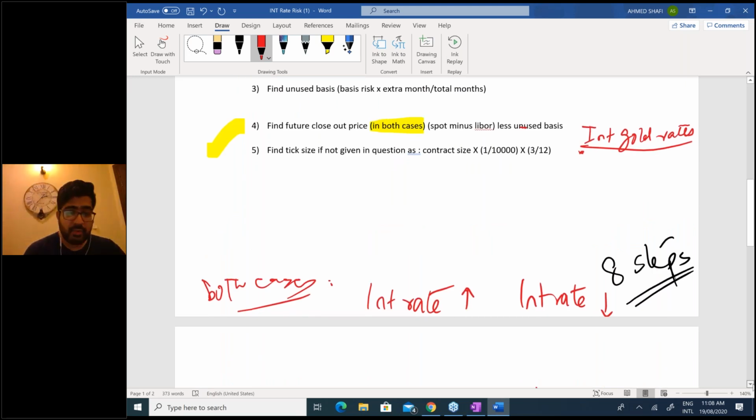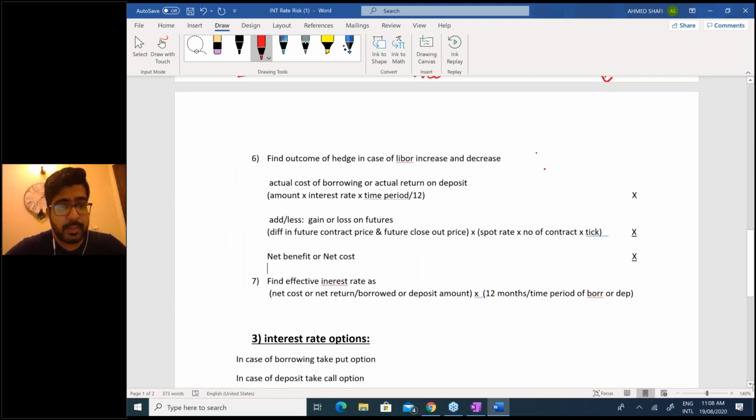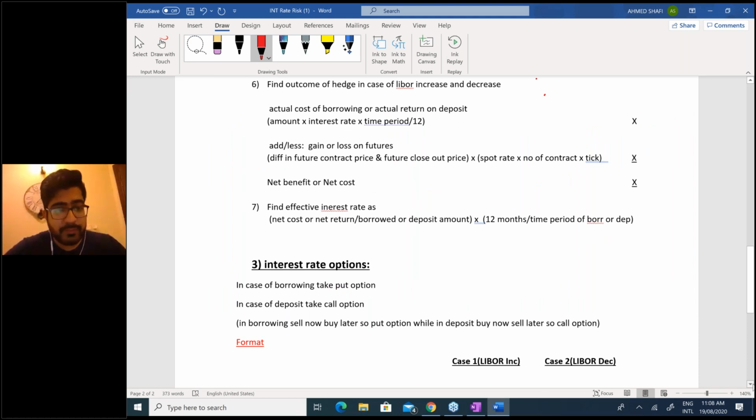The first transaction is very easy. The actual cost of borrowing or return on deposit depends on whether it is a borrowing or deposit case: amount into interest rate into time period over 12. Then you need to judge whether it's a gain or loss, and to add or subtract, you get the net benefit or cost and the effective rate.